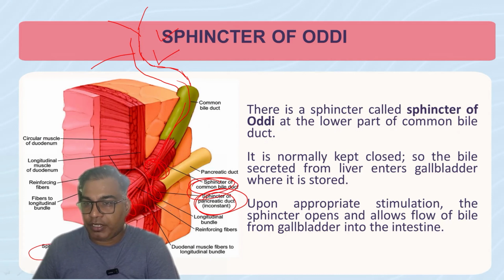Sphincter of common bile duct, sphincter of pancreatic duct. This one is the ampulla of Vater, or here we could call that the sphincter of Oddi.